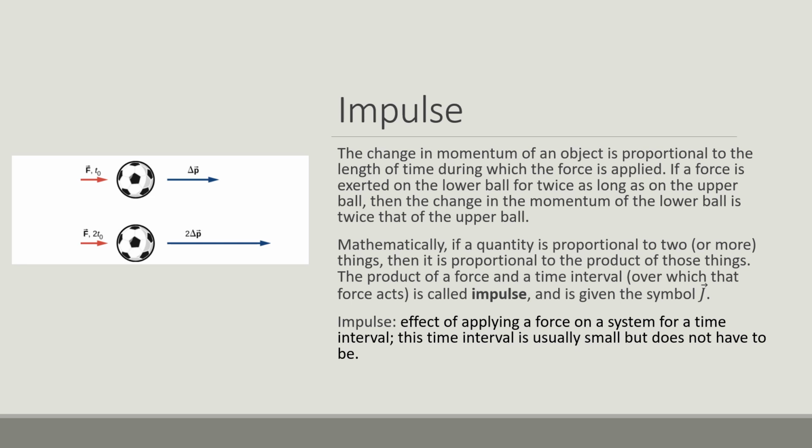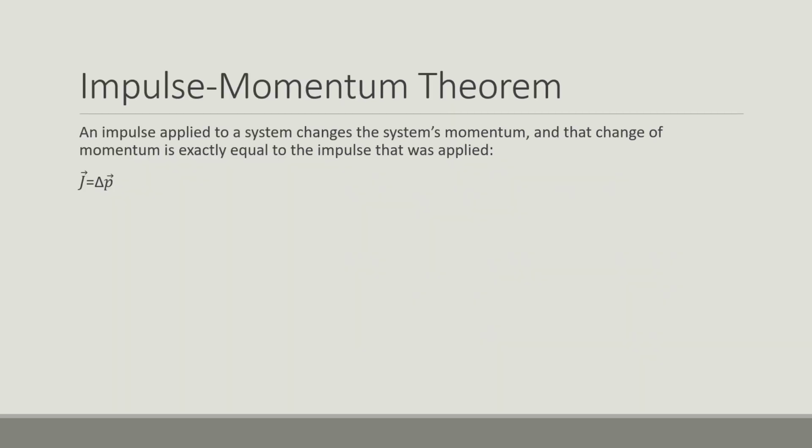The definition of impulse is the effect of applying a force on a system for a time interval. This time interval is usually small but doesn't have to be. Impulse-momentum theorem: an impulse applied to a system changes the system's momentum, and that change of momentum is exactly equal to the impulse that was applied. J equals delta p.